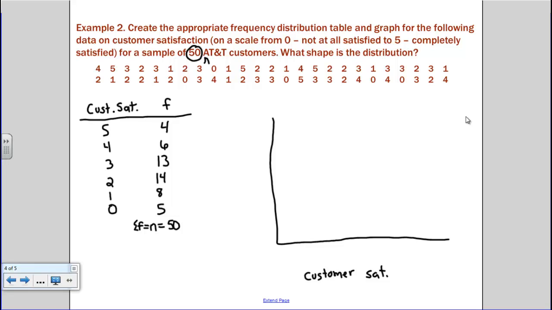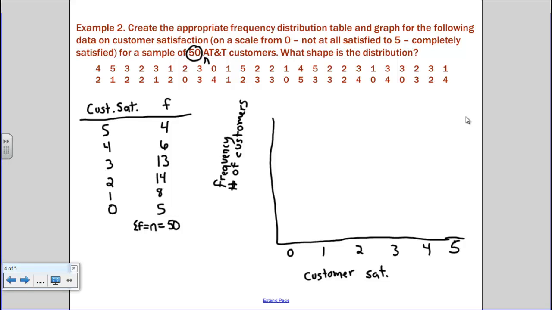And then you want to represent the full range of values in your data set from lowest to highest, left to right. So we're going to have 0, 1, 2, 3, 4, and 5 here. The next step, we want to create the frequency along the y-axis. You could also label this number of customers if you want to be more specific. So how many customers had a level of satisfaction at any given level.